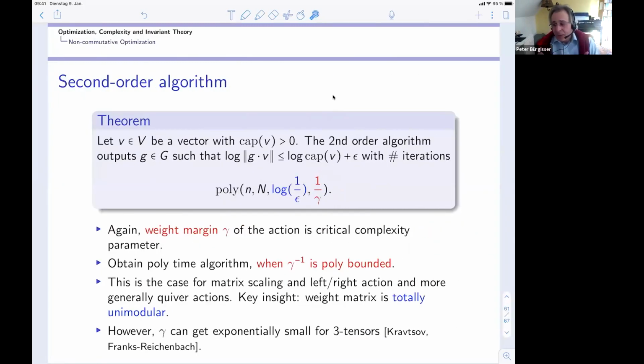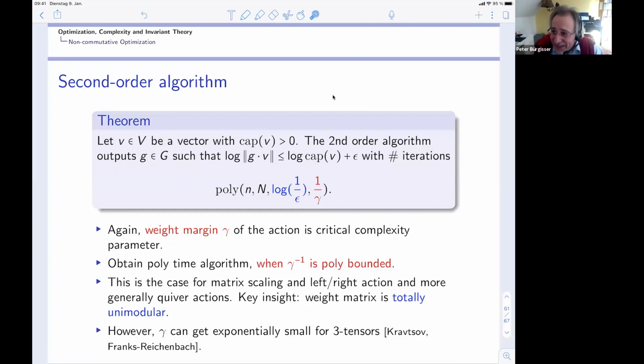Now if you go to these examples or applications, we just have to check what this weight margin is. It turns out matrix scaling, left-right action, or more generally quiver actions, have this nice weight margin, so we get immediate polytime. And this, by the way, is quite nice. What is behind this are totally unimodular matrices. This is a concept that is important in combinatorial optimization. It comes in here in a quite unexpected way.